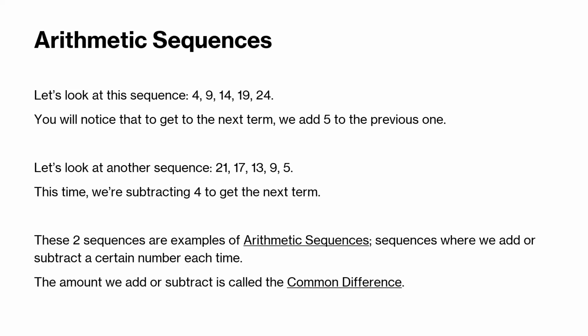The amount we add or subtract is called the common difference. So in the first one, the common difference would be 5 since we're adding 5. In the second one, the common difference would be minus 4 since we're subtracting 4. Include the signs. That is very important and it's a mistake a lot of people make. Make sure that you include the signs always.